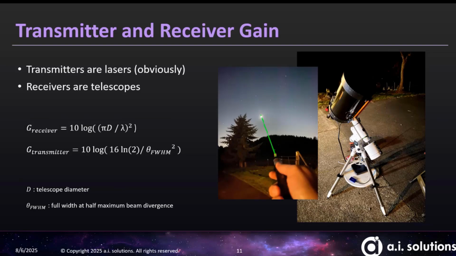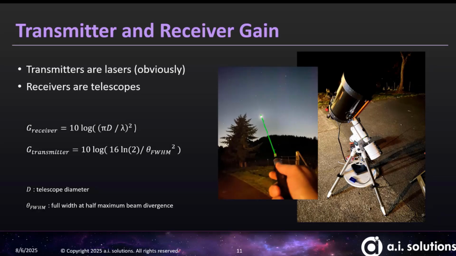All right, so we'll walk through some of the stuff in that equation. I just showed the link margin one, and we'll start with the positive terms. The gains come from your transmitter and your receiver. So the transmitters are lasers, obviously. Everyone's held a laser pointer before, and they know how narrow and bright that beam is. And that's kind of the main thing that makes optical communications so attractive. So basically, your beam width is going to set your gain on your transmitter.